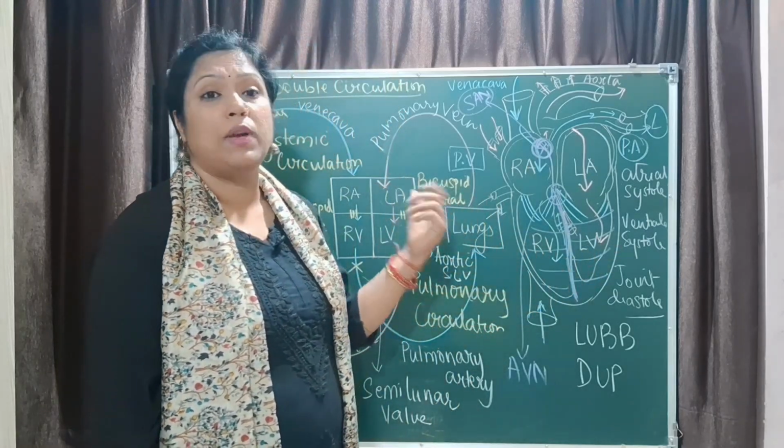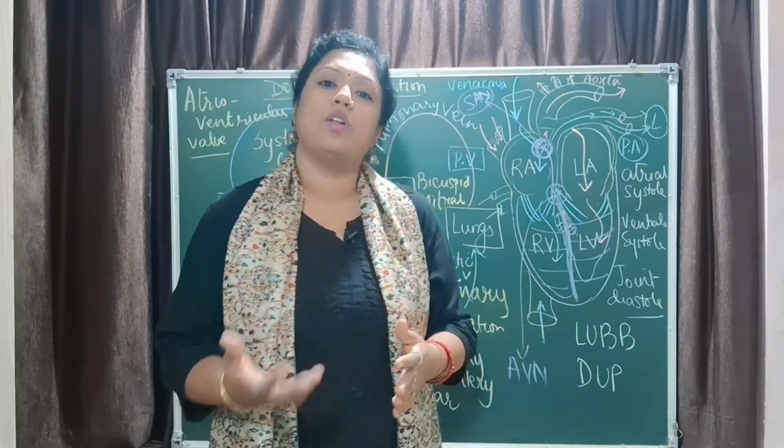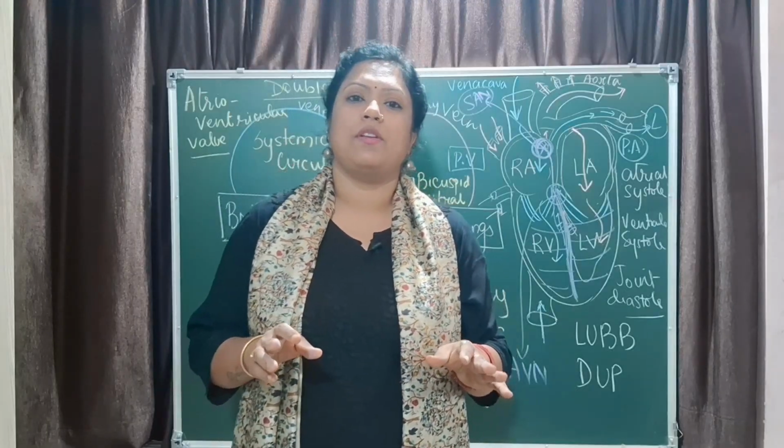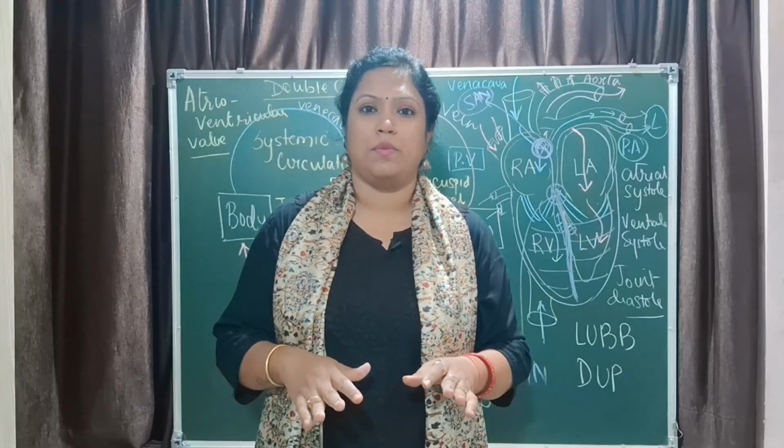There is something called blood pressure. Blood pressure is the pressure exerted on the walls of the arteries during the systole and the diastole. So the blood pressure is given by the systolic pressure and the diastolic pressure.